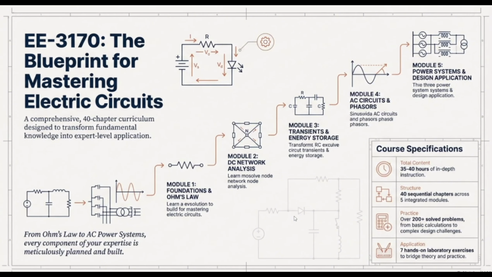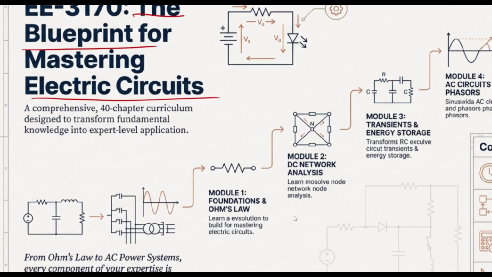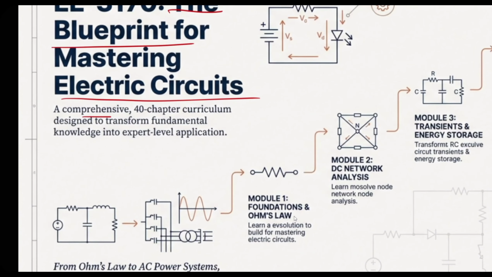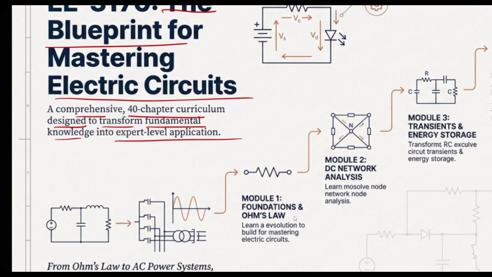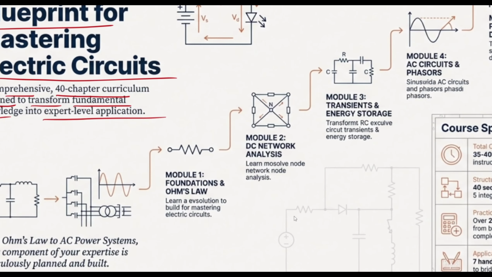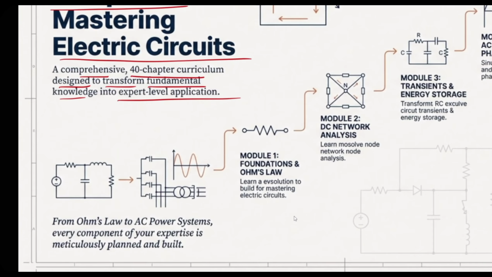So again, as I just told you, this chapter is going to be a blueprint that we use in order to become a master in electrical circuits. We are going to have a comprehensive 40-chapter curriculum designed to transform all of the fundamental knowledge into expert-level application. It means that we are going to start from the very basic stuff, Ohm's law, and go to AC power systems, and every component of your expertise is going to be meticulously planned and built.